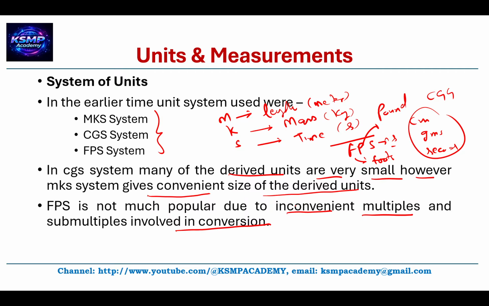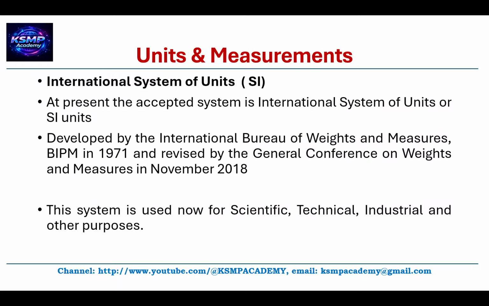And in the older days also, the most popular system was the MKS system, then the CGS system, and the last one was the FPS system. So these three systems were used earlier for expressing the physical quantities.